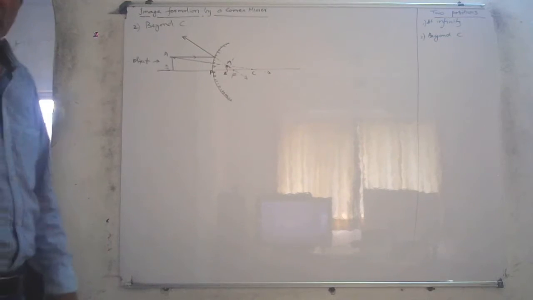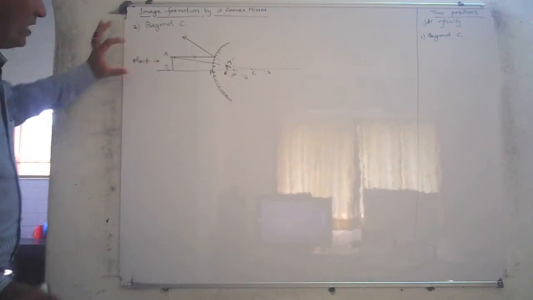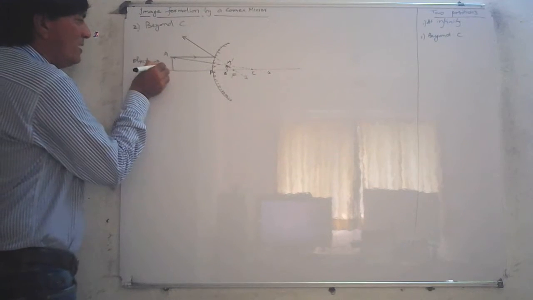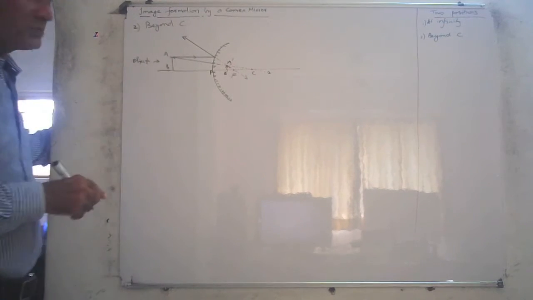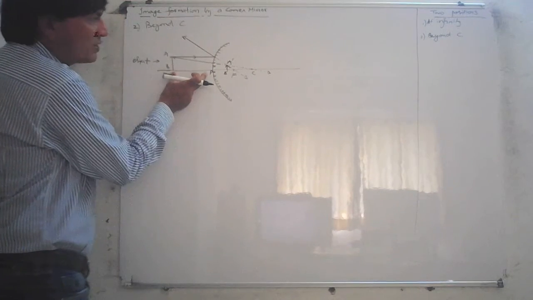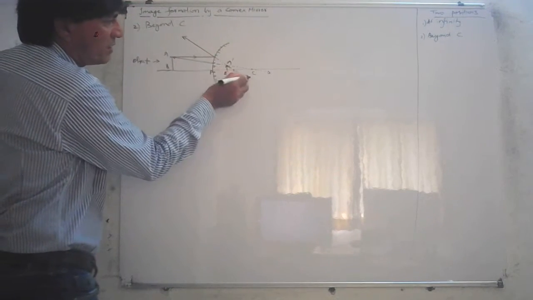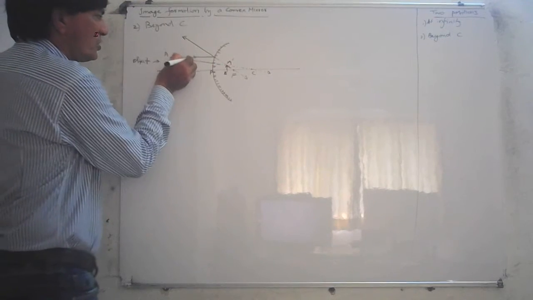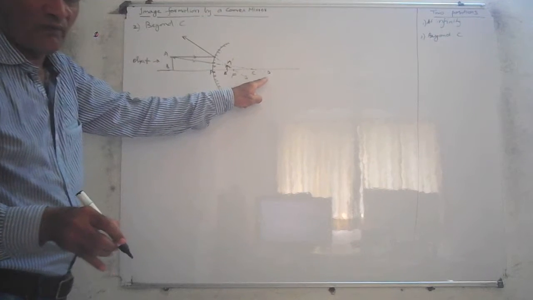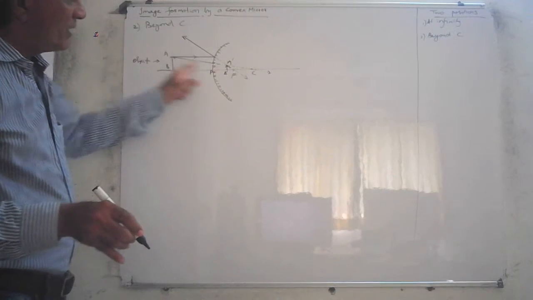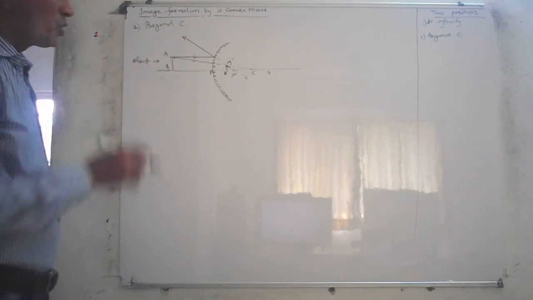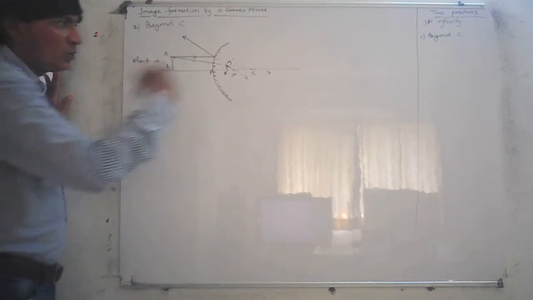Now if you look at it very carefully, when the object is placed beyond the center of curvature, this is your AB, a linear, straight object. One ray of light is passing parallel to the principal axis, and after reflection, if it is extended backward, it passes through the focus. The other ray of light passes straight to the center of curvature, and it goes backward this way. When it is extended backward, an image is formed here. So you can see the image is small. It is on the other side.